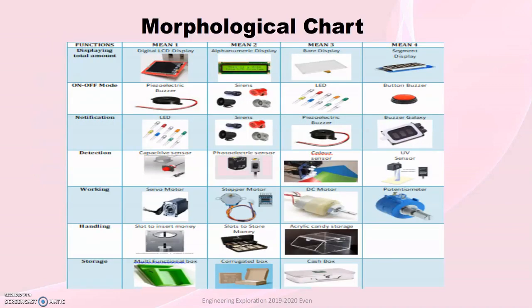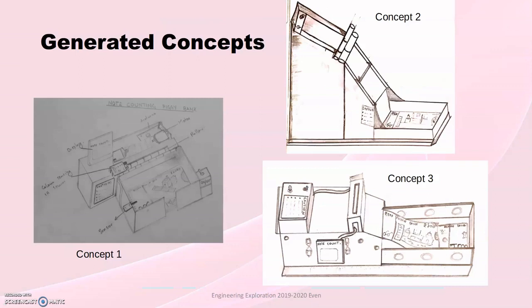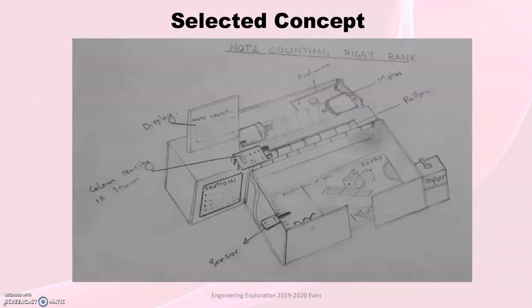For generating the concepts, we made a morphological chart in which each function could be achieved by different means. As you can see, we generated 3 different concepts by grouping the best available means to make the model work. With the help of a Pugh chart, we selected the best out of all 3 which satisfies all the requirements given by our client. So this is our finally selected concept of all.